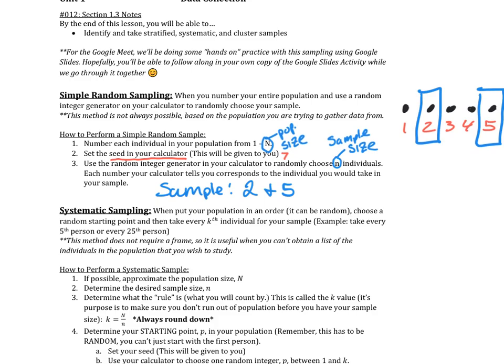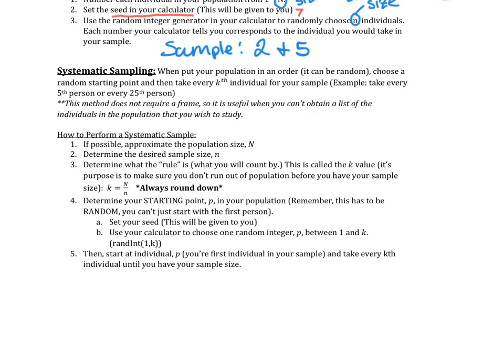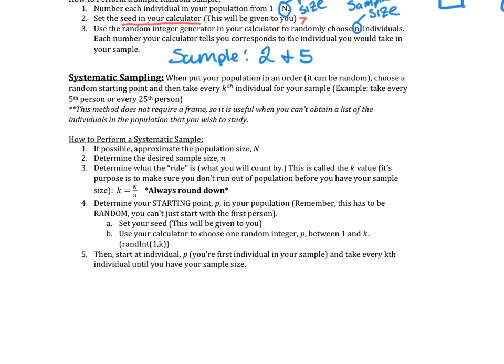Okay, so now learning some different methods of sampling. First, we have systematic sampling. The name implies there's a system or a rule that we follow. This type of sampling is when you put your population in an order. It doesn't matter what order. It can be random, but it does have to be in some sort of order or like a line. And then you're going to choose a random starting point, so that's where the randomness comes in.